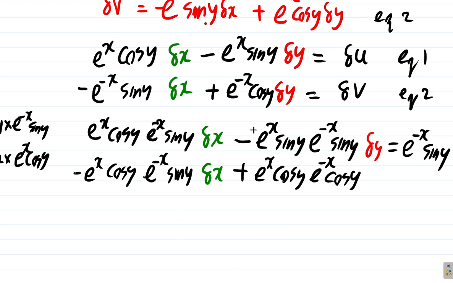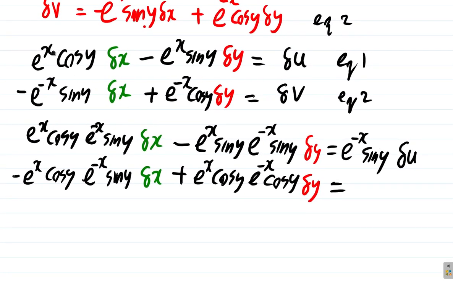It's equation 2, right? Equation 2 I'm multiplying by. So this is e to the x cos y multiplied by e to the negative x cos y. Good. And then times the delta y. Equals, and we have e to the x cos y will multiply del v. So it's e to the x cos y multiplied by del v. Alright, so that's what we have there.